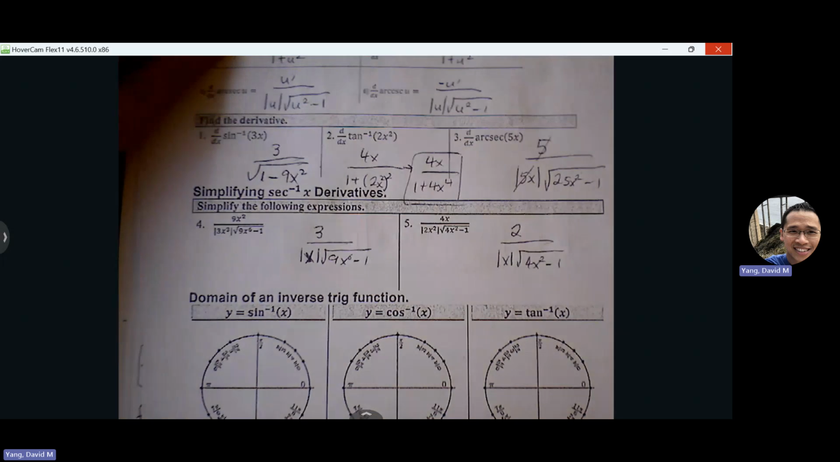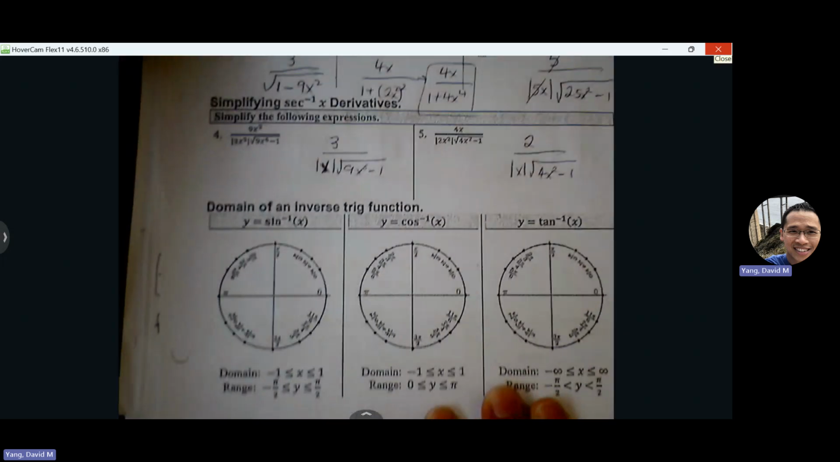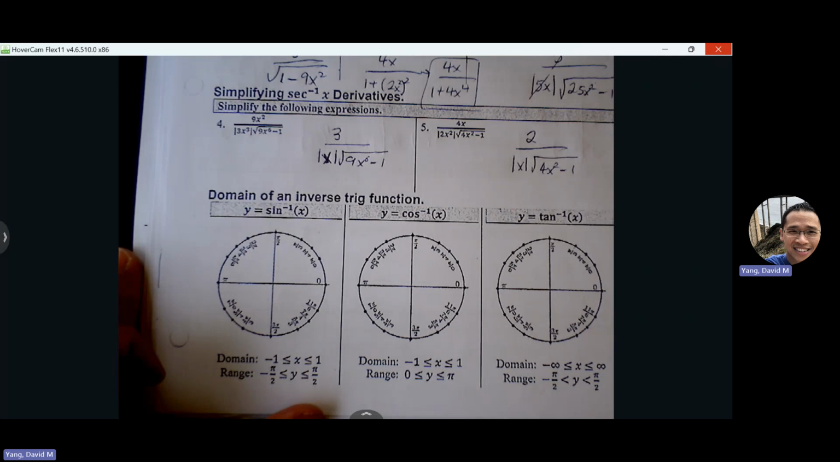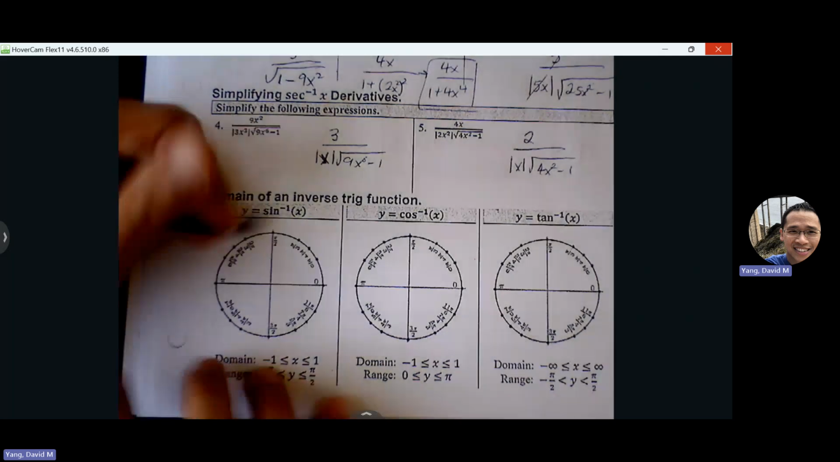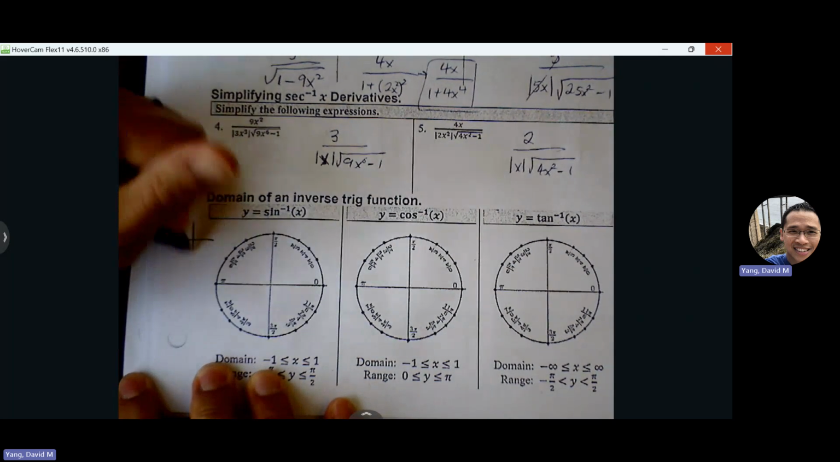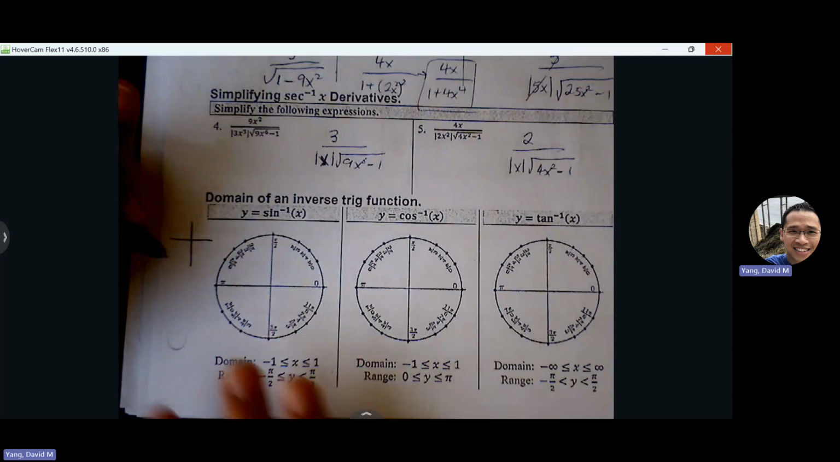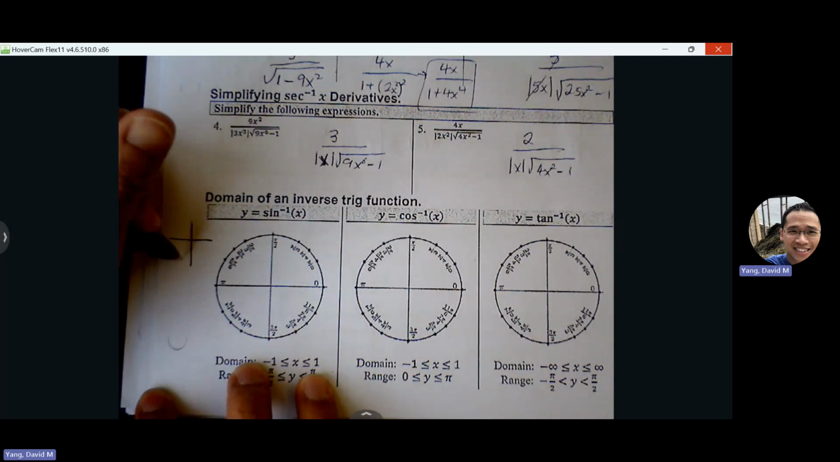The graphs of these inverse trig functions, not a huge deal, you're not going to be asked to graph, but I think it's just good to know. So the inverse sine function kind of looks like a sine function that's flipped sideways. So it goes something like this.